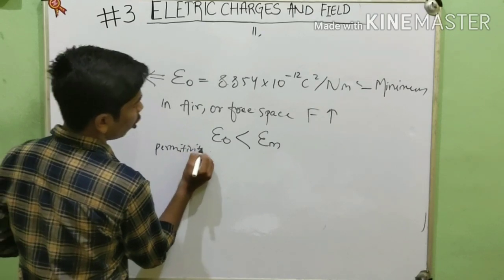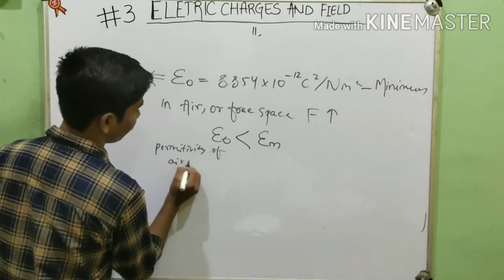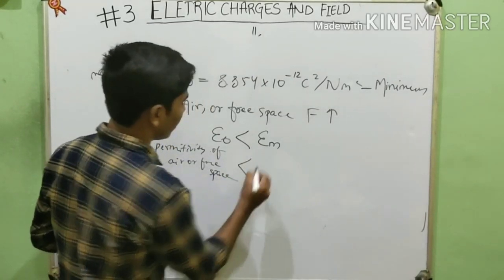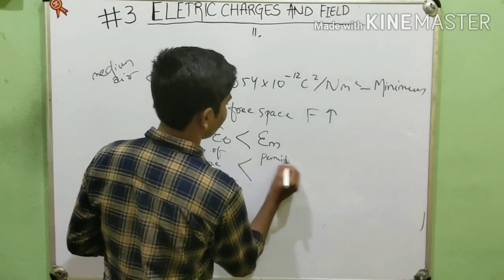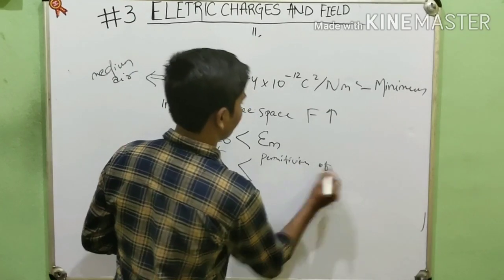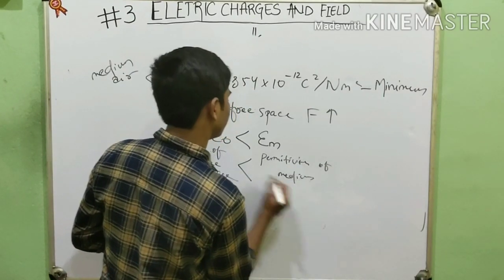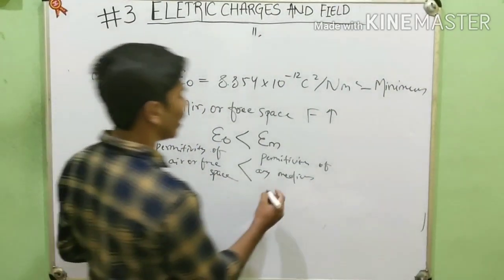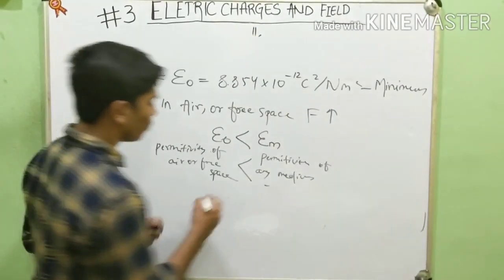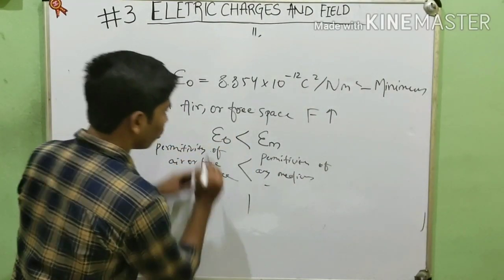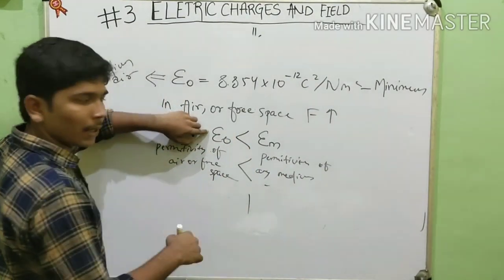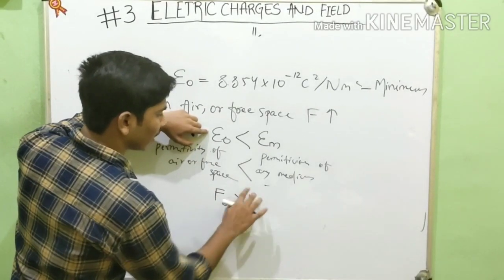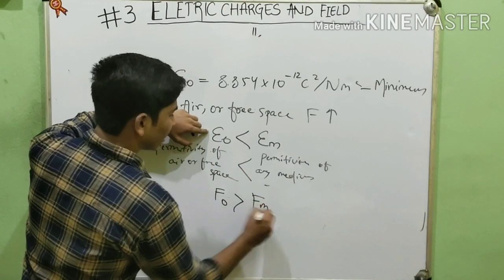Permittivity of air or free space is less than permittivity of any medium. It may be liquid, solid, any medium, maybe oil. So permittivity is less, so force will be more. F naught is greater than F medium.